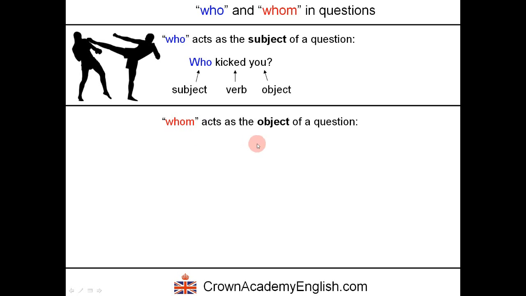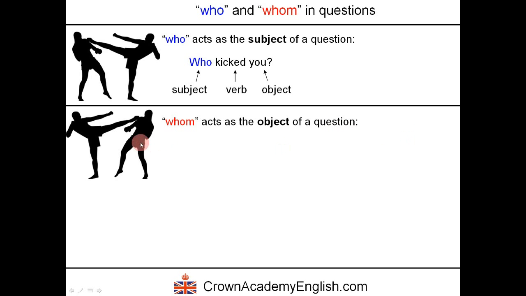Now, whom acts as the object of a question. So it's the opposite. Whom did you kick? So now, whom is the object of the question. You is now the subject of the question. So the subject, remember, is the person doing the action, doing the kicking. And kick is the verb. Okay? So whom is always the object, and who is the subject.